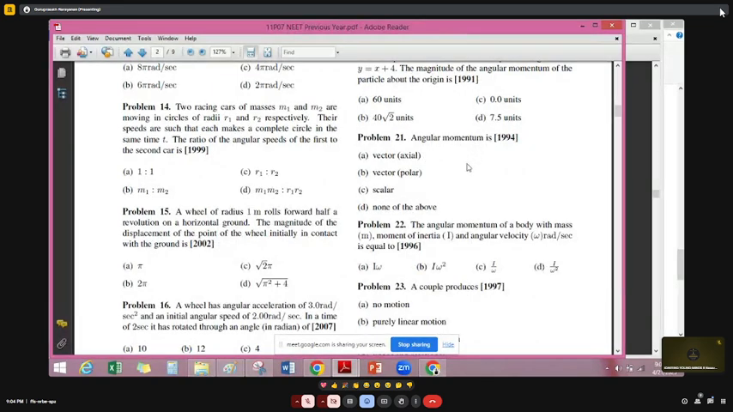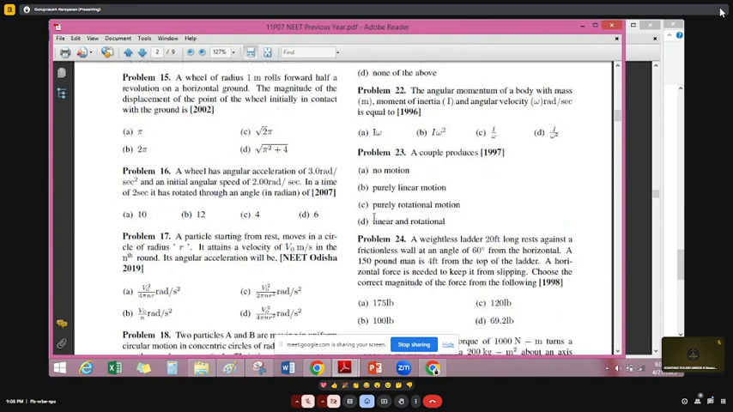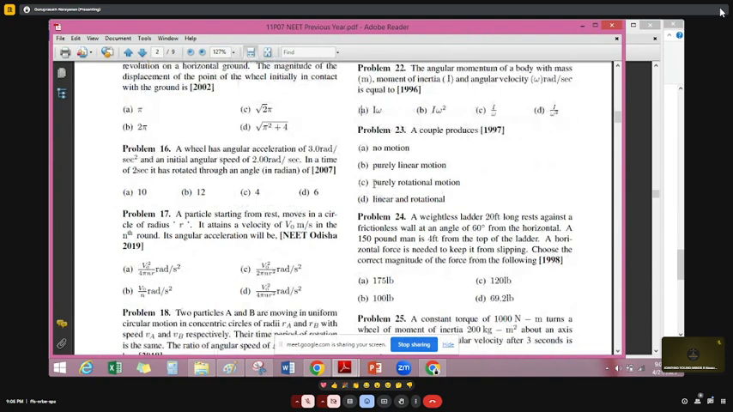Angular momentum is a vector, axial. I don't know what they mean by polar, but it's through the axis. So angular momentum is a vector and it is through the axis. Scalar is not correct, so I think I will choose A. Angular momentum is nothing but I into omega. So that means this is the correct answer. A couple produces purely rotational motion, right? I already explained the concepts. So linear plus rotational is wrong, it doesn't produce linear.